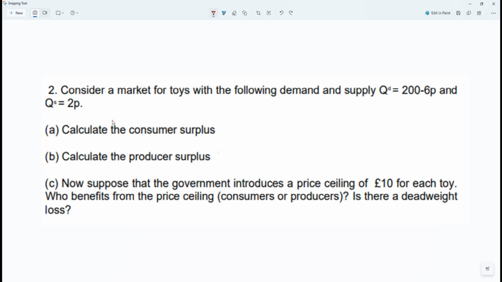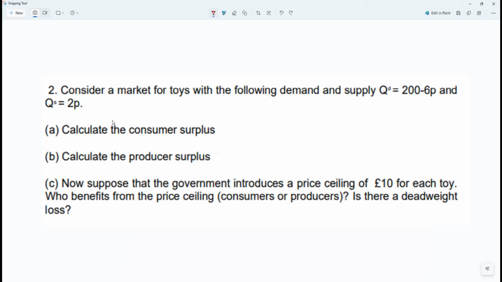In this video, we're going to calculate the consumer and producer surplus. Then we're going to throw a price ceiling on the market of 10 British pounds, or perhaps other countries' pounds. First, we need to consider what consumer surplus is. It's the area below the demand curve but above the price. In other words, it's the value of the benefit to the market that the consumers gain.